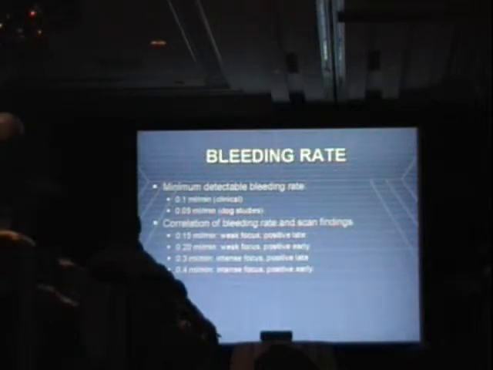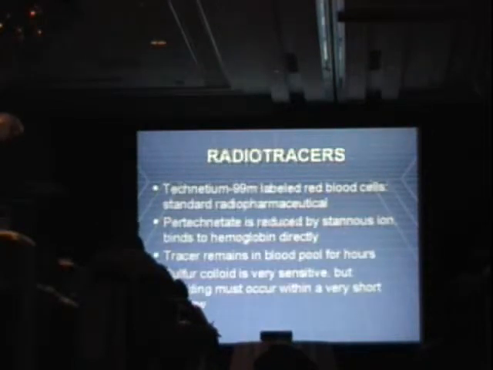So the two questions we want to identify, first of all, is there bleeding? Is the bleeding brisk enough for angiography to be able to have a look at it? And then secondly, what is the site? Minimal detectable bleeding rate for us is about 0.1 cc's per minute. That's about 10 times better than angiography. So if we don't see it, they never will. Because we do see it, doesn't necessarily guarantee they will see it.